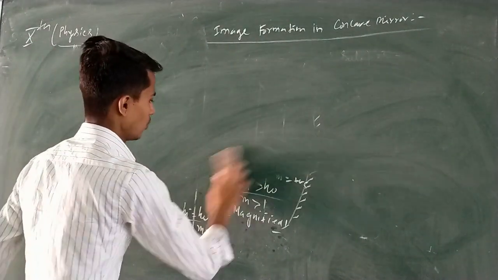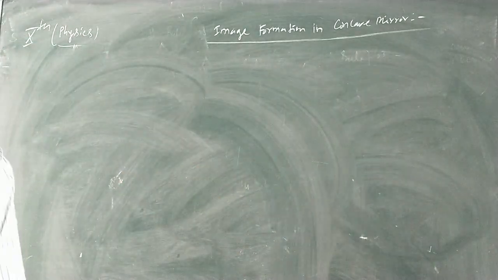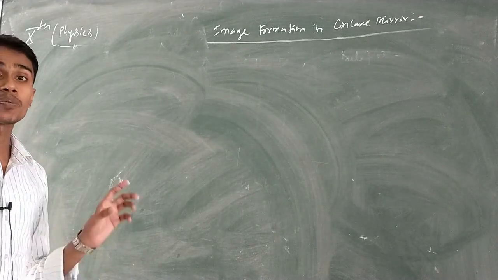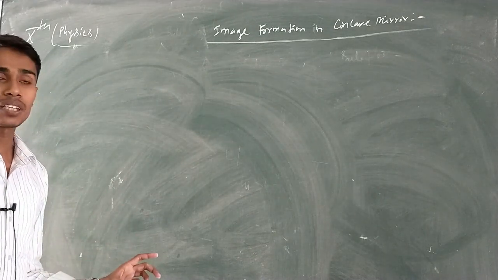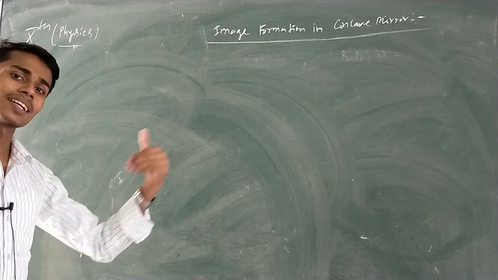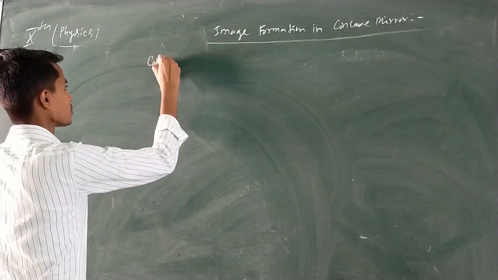6 केस क्या क्या हैं. First case: when an object is placed between pole and focus of a concave mirror. Second case: when an object is placed at focus of a concave mirror. Case number 3: when an object is placed between focus and center of curvature of a concave mirror. When an object is placed at center of curvature of a concave mirror, then beyond center of curvature, and lastly at infinity. Case first.